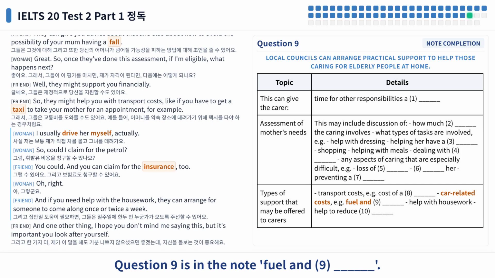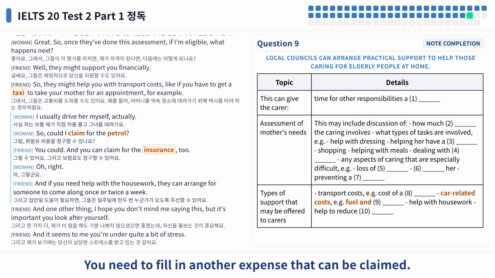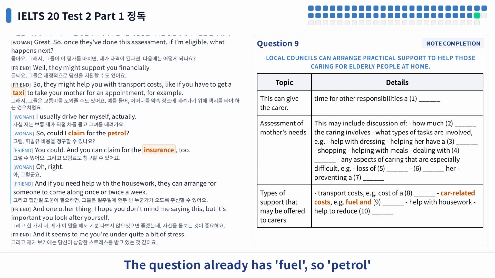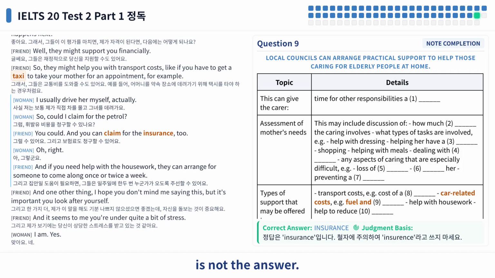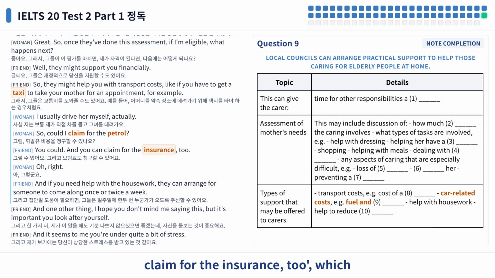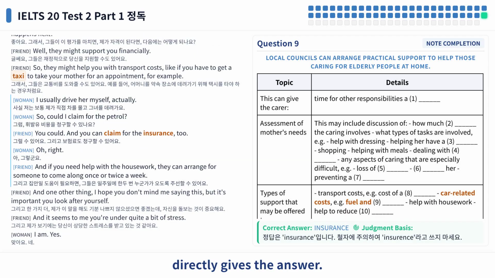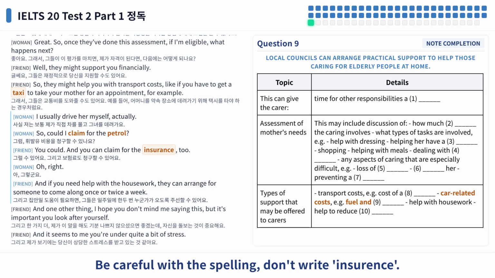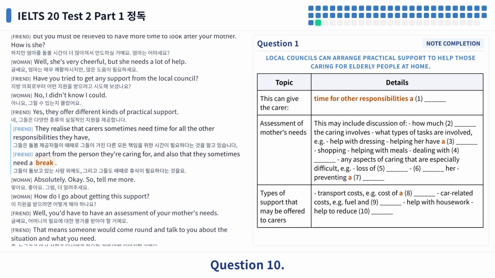Question 9 is in the note fuel, and 9, you. You need to fill in another expense that can be claimed. Note, fuel and petrol are synonyms. The question already has fuel, so petrol is not the answer. In the recording, the friend says, "You can claim for the insurance too," which directly gives the answer. The answer is insurance. Be careful with the spelling. Don't write insurance.